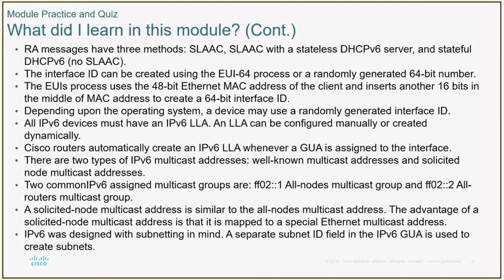A solicited node multicast address is similar to an all nodes multicast address. The advantage of a solicited node multicast address is that it's mapped to a special Ethernet multicast address. IPv6 was designed with subnetting in mind, and there's a separate subnet ID field as part of the global unicast address. It's used to create those subnets.